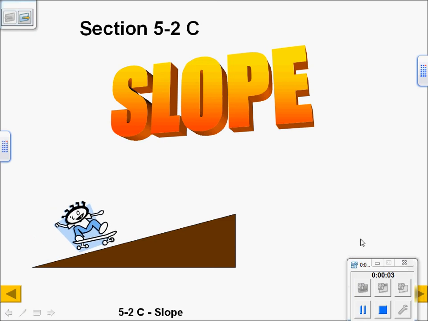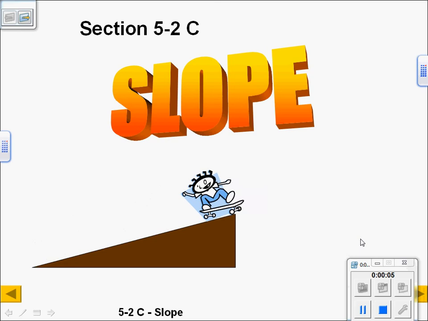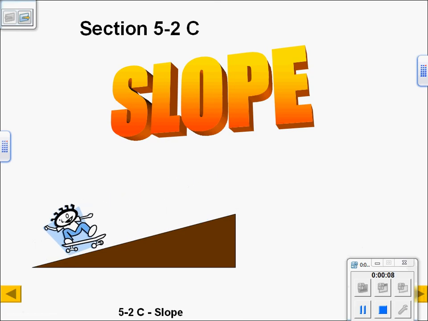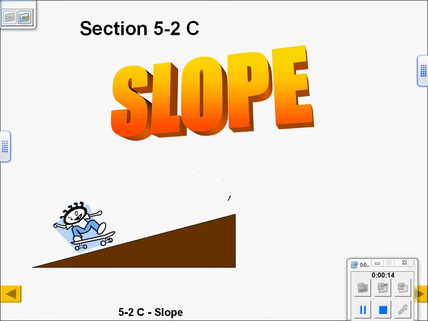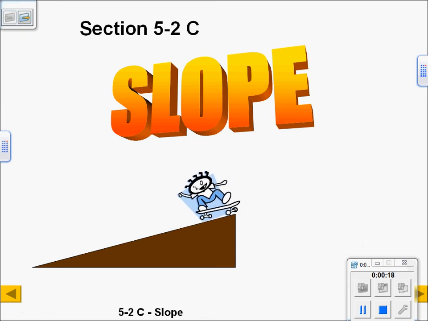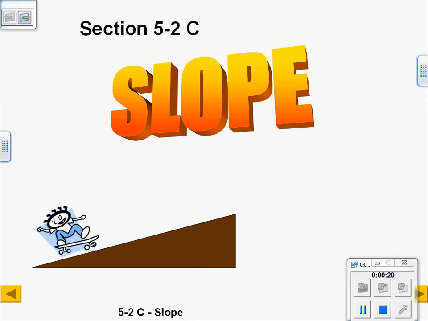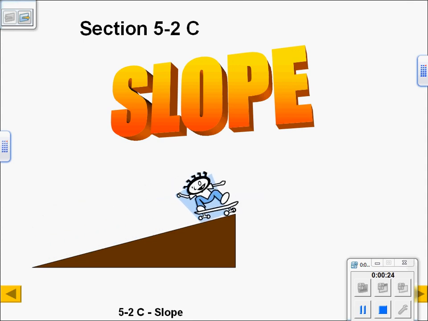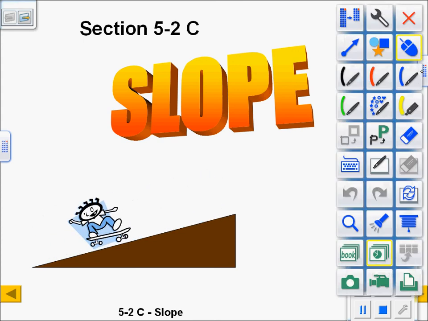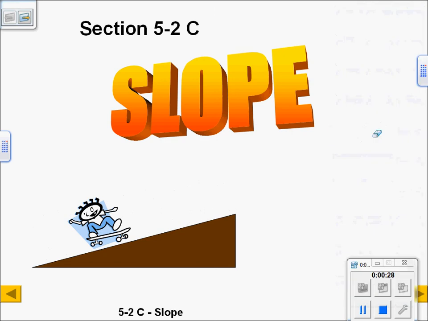Okay, so we're going to talk about slope. We're going to talk about slope of lines. You can think of slope as any time you have a line or even a physical object that does not go perfectly flat. It has some steepness to it, such as this skateboarder and his ramp. Okay, so that's slope. We're going to talk about how to measure it.